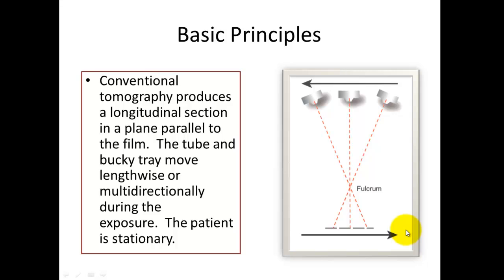In the center is what's known as the fulcrum. The fulcrum, or pivot point, is an imaginary place in space. However, it adjusts the tube and will allow us to take different depths or cuts within the body. So this fulcrum is something that we set based on what a radiologist particularly is interested in. And generally, you don't just take one cut, you take several.